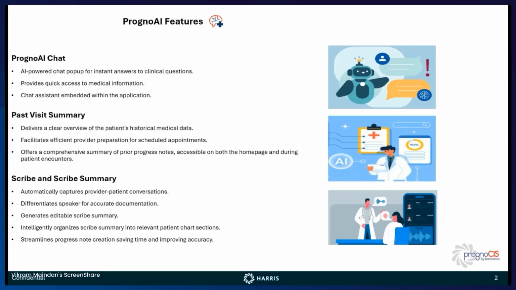And finally, we'll walk you through the Scribe and the Scribe summary, which is built to capture the conversation between the patient and the provider. It can differentiate the speakers, the patient or the provider, as well as once the conversation has been captured, it will summarize and also help you create the final progress note within the context of that conversation.